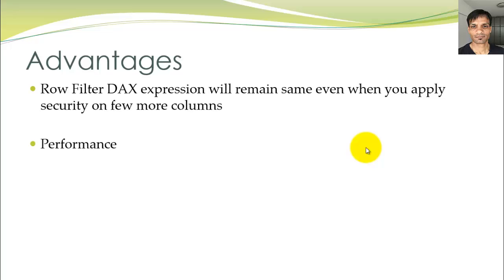In this video, I'll show you that with this approach, you will never need to modify row filter text expression in case you need to apply security on a few more columns. The main benefit of this approach is performance. I will show you how to design a model in such a way that your security implementation will always perform the same irrespective of the number of columns on which you have implemented security.